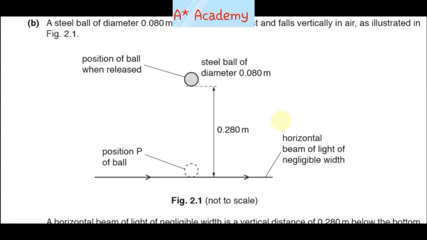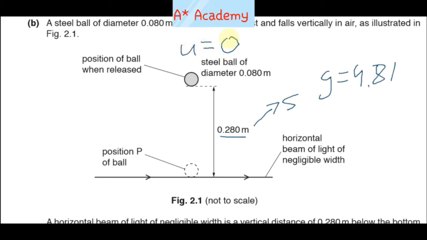What are we given? We are given the displacement, S. What else do we know? We know that g is equal to 9.81 meters per second squared. We know that at this point, before the ball is released, u is equal to 0. So we have those quantities: u equals 0, g is 9.81, and s is 0.28. And we want to calculate time.